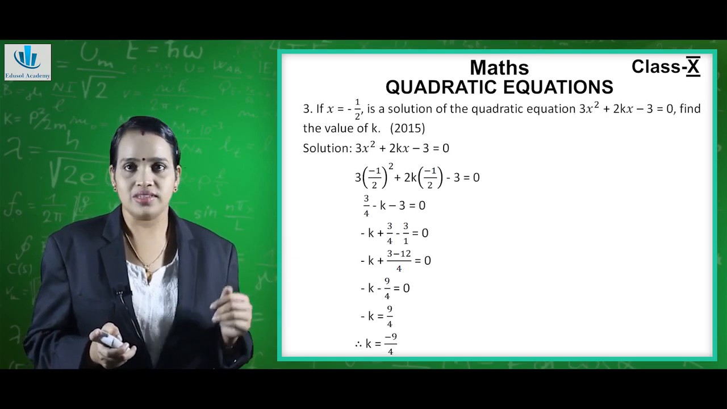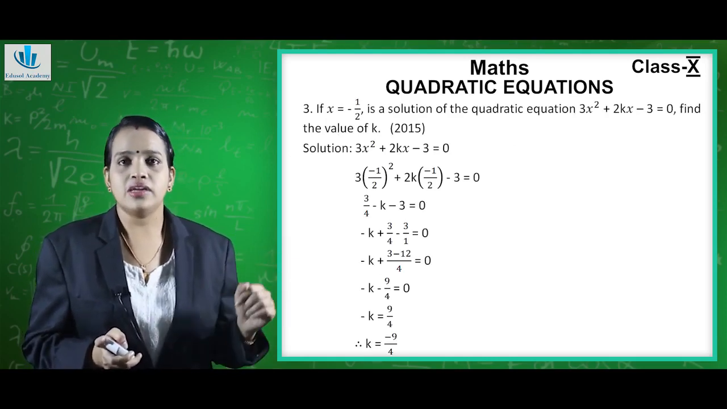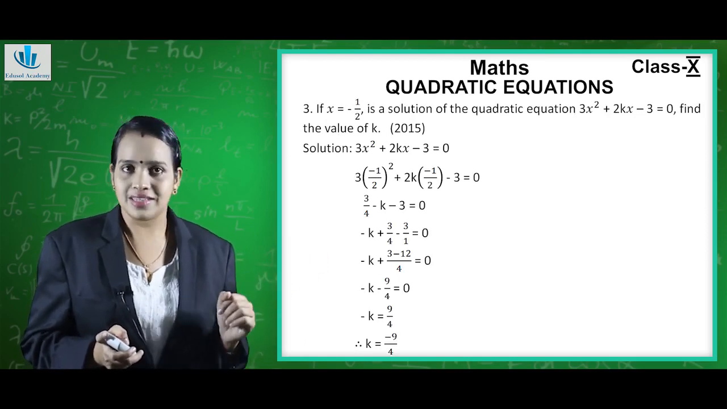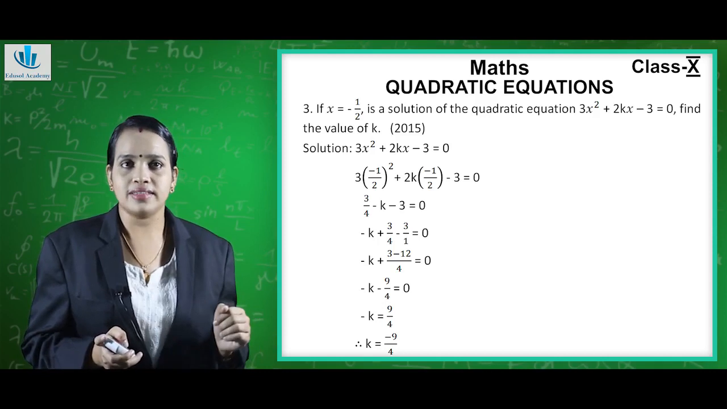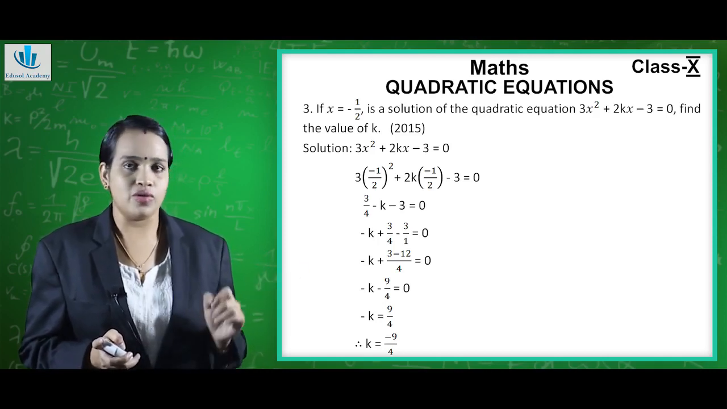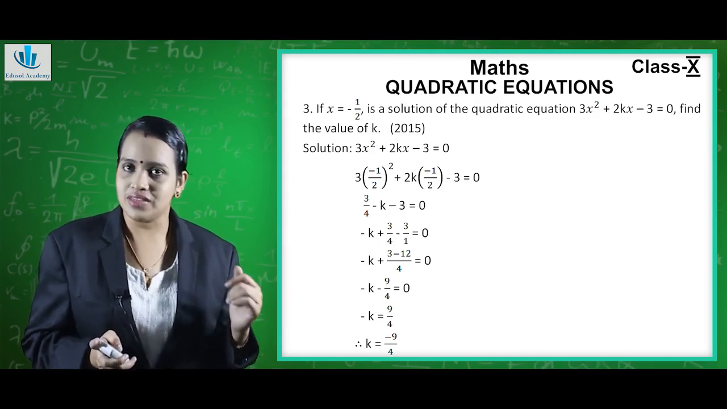Now the next question is, if x = -1/2 is a solution of the quadratic equation 3x² + 2kx - 3 = 0, now we have to find the value of k over here. So this question has appeared in the year 2015.